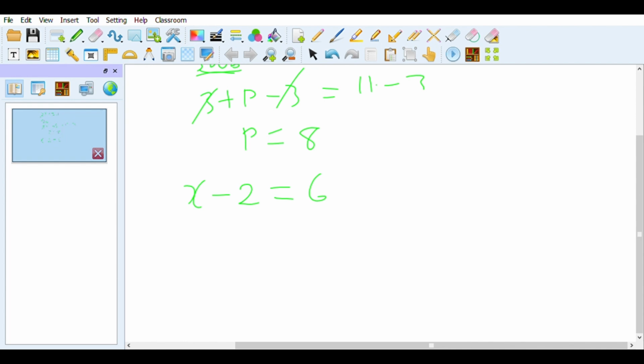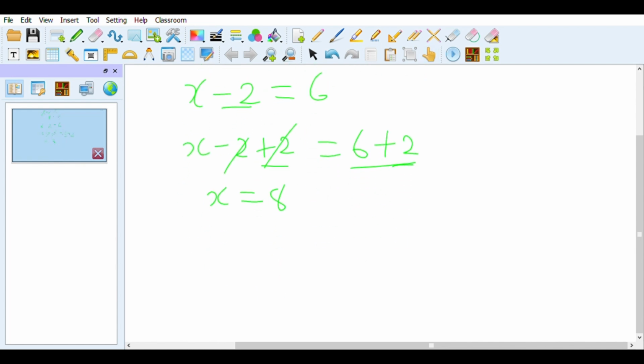Since we have a negative 2, we're going to add 2, because plus 2 is the additive inverse of minus 2. So we have x minus 2, we add a plus 2, and then we have 6, we also add a plus 2, because anything we do to the left hand side, we do to the right hand side. Minus 2 plus 2, they are additive inverses, that's 0, so we have x is equal to 6 plus 2, which gives us 8. Are you following? I hope you're following.